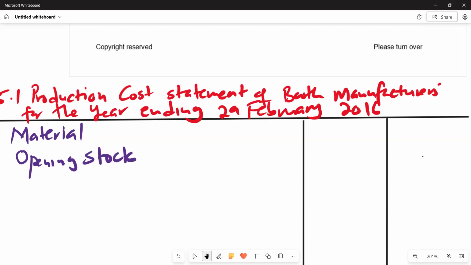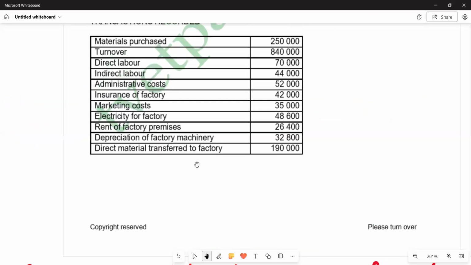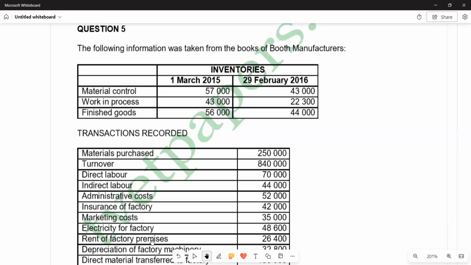So we go to the question there. The formula that we're going to employ here is opening stock plus purchases, and then we less our closing stock to get our material used for the year, or the cost of the material that has been used for the year. So we go up there to check the opening stock. Obviously, we have a list of balances for our material control. Opening stock is for the previous year, which is 57,000. So we are going to start with the 57,000.